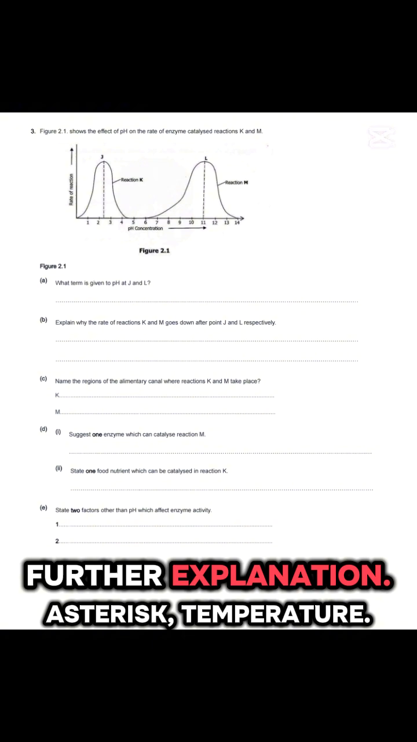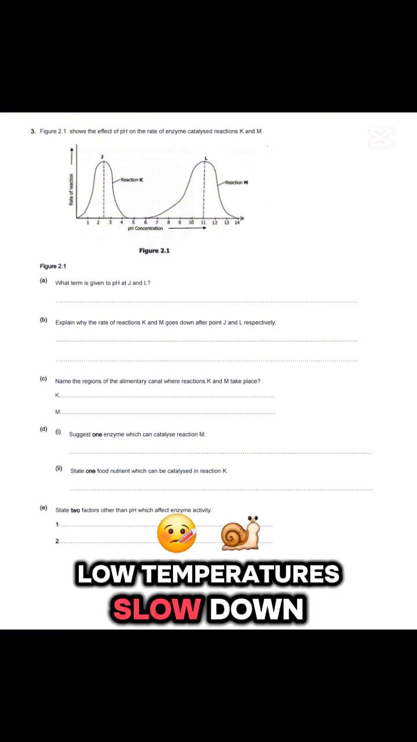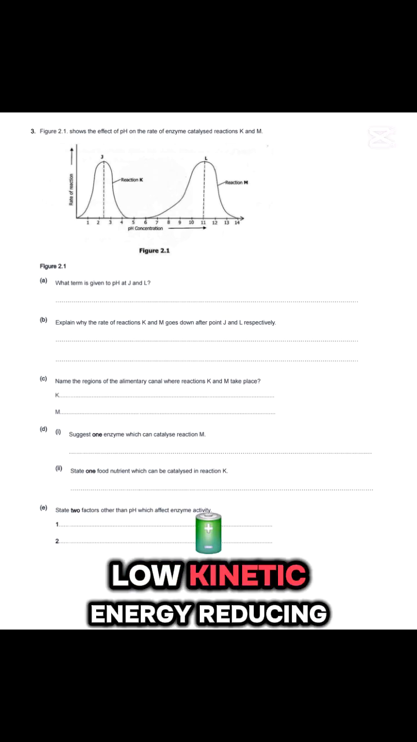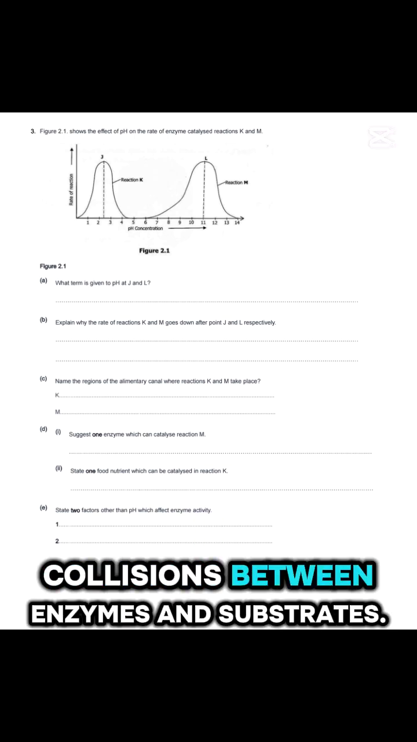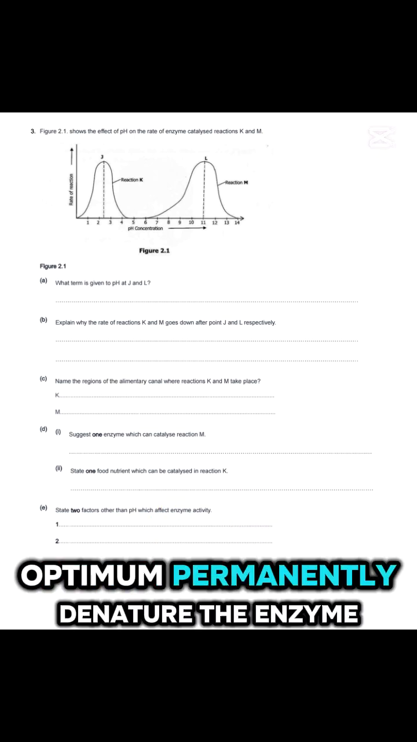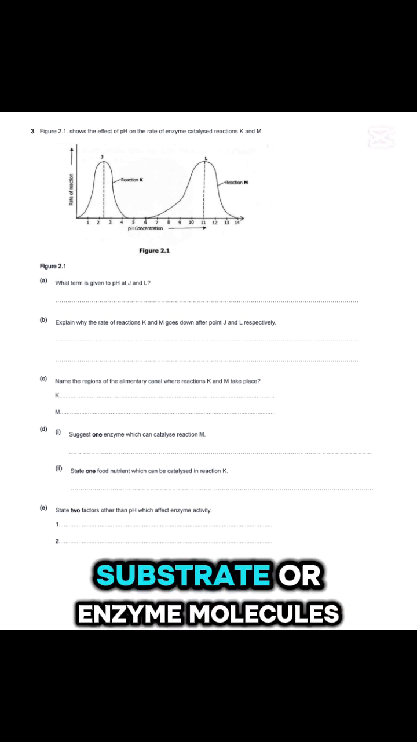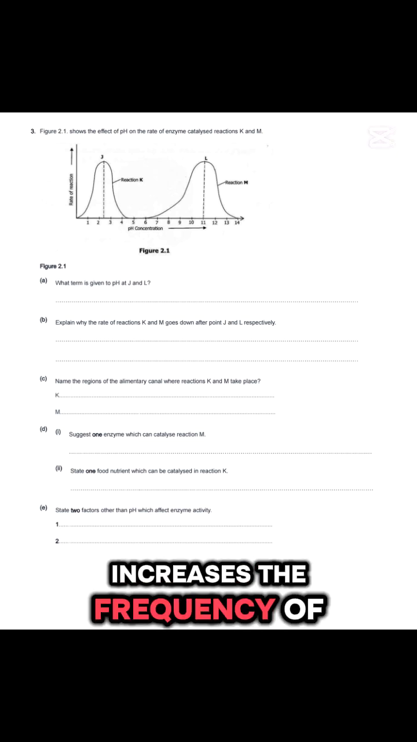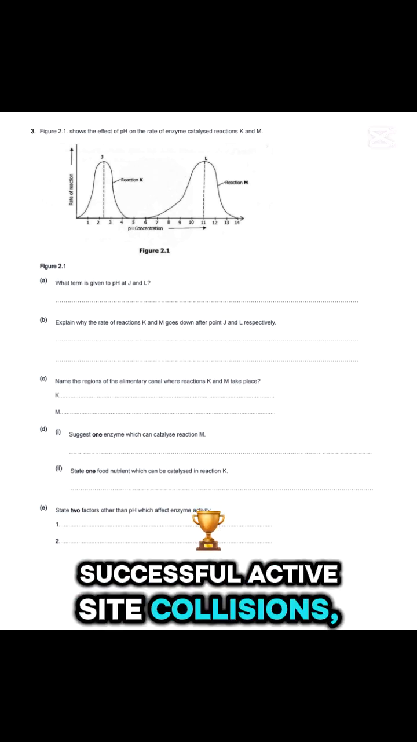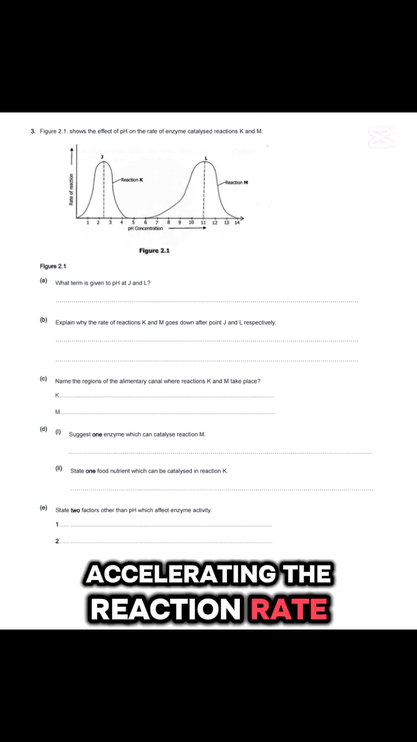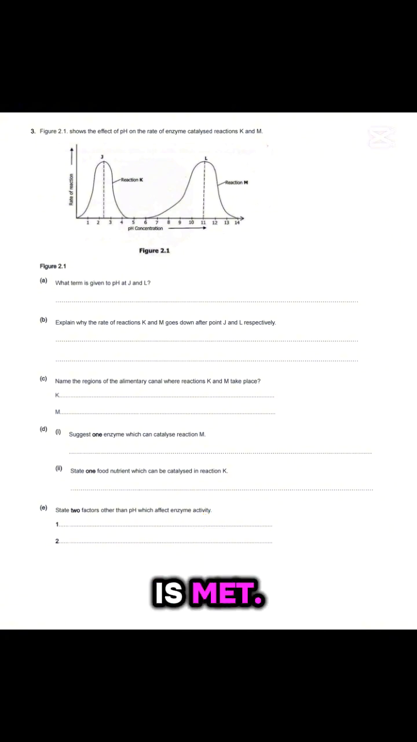Further explanation: temperature. Low temperatures slow down molecular movement, low kinetic energy, reducing collisions between enzymes and substrates. High temperatures past the optimum permanently denature the enzyme. Substrate and enzyme concentration: increasing the amount of substrate or enzyme molecules increases the frequency of successful active site collisions, accelerating the reaction rate until a saturation point is met.